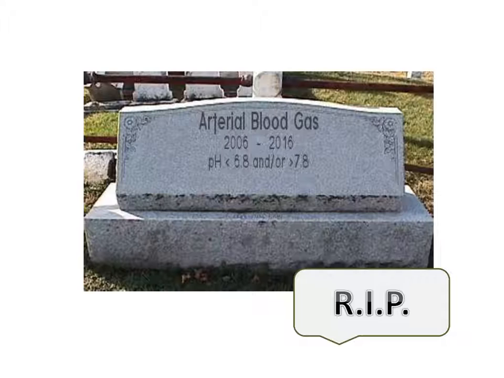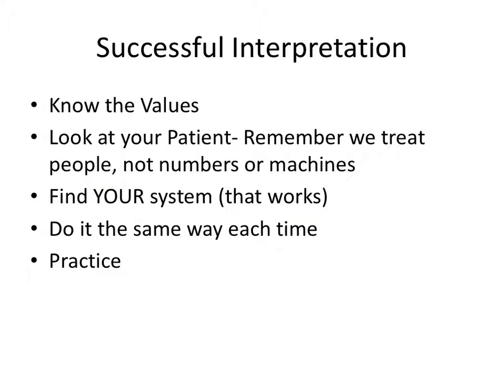If your pH goes below 6.8 or above 7.8, guess what happens? Yeah, not good. So here are a few little tips for successful interpretation. You really need to know those values, as I mentioned just a minute ago. And we treat patients, not machines or numbers. So if your patient history says a certain thing or your patient looks a certain way, believe that and match the values that you find on your lab results to what your patient looks like.